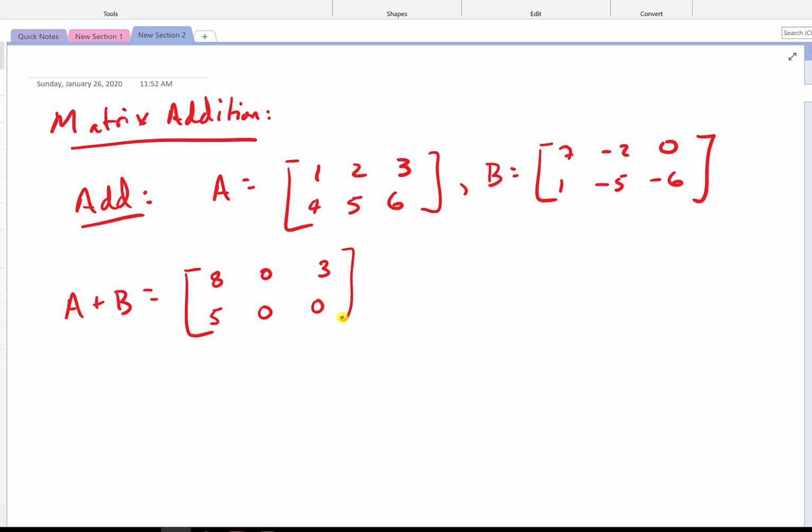You add like entries. So to add two matrices, we add like entries.